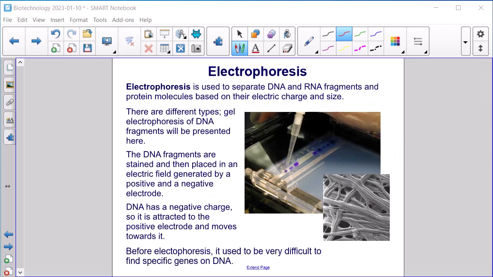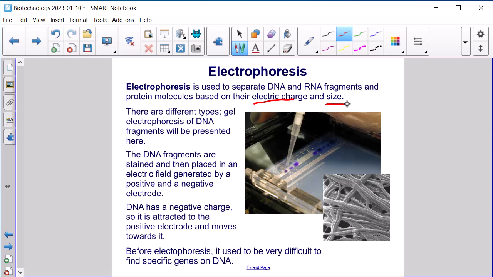Electrophoresis is used to separate DNA and RNA fragments and protein molecules based on their electric charge and size. There are different types. Gel electrophoresis of DNA fragments will be presented here. The DNA fragments are stained and then placed in an electric field generated by a positive and a negative electrode. DNA has a negative charge, so it is attracted to the positive electrode and moves toward it.